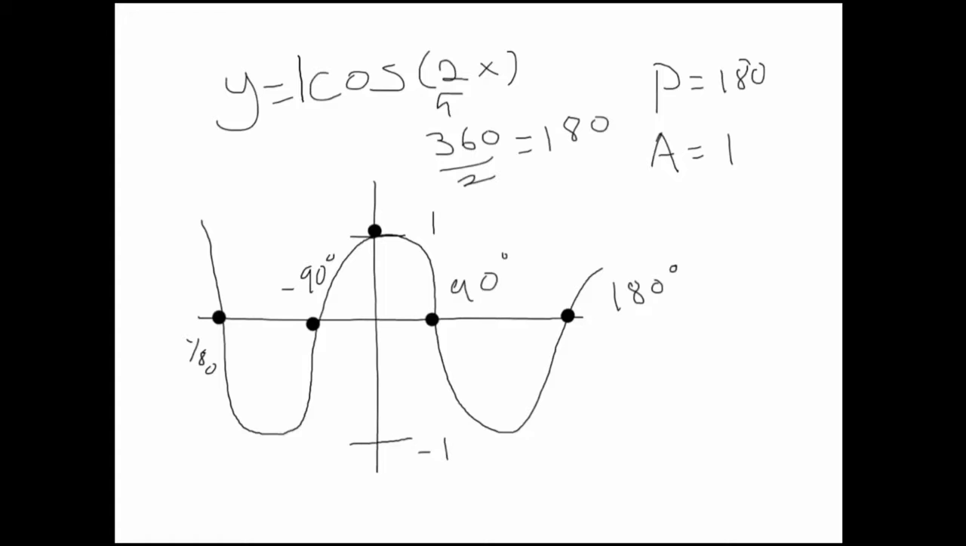Since this is not a sine graph, it's not going to go through the center. It's going to go all the way up to the highest amplitude, which is 1, and then it's going to continue its cycle. And that's how a trigonometric function is graphed using knowledge of amplitude, period, and asymptote.